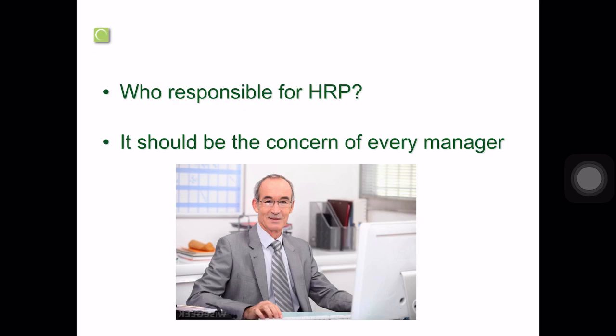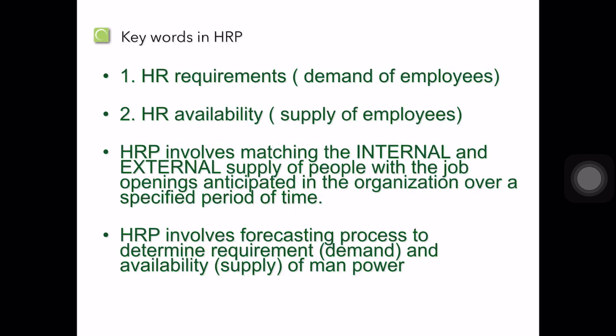So it should be the concern of every manager. So setiap line manager ni dia ada dia punya orang-orang bawahan dia lah. Dia mula-mula HRM, lepas tu dia ada line manager dia, then bawah line manager dia, dia ada orang bawah dia. So itu kita kata setiap level tu sangat memainkan peranan penting lah dalam HRP process. Move on. These are the key words in human resource planning.